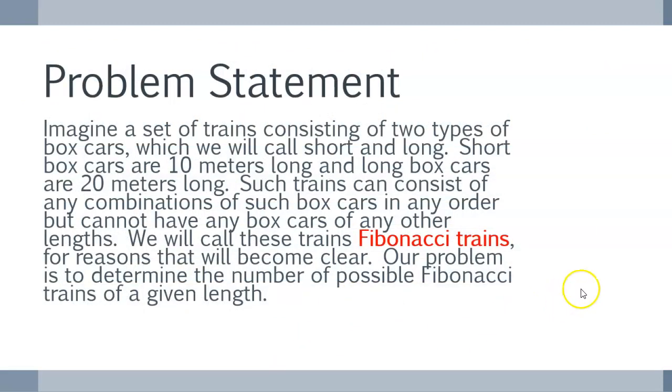Anyway, so here's the statement of our problem. Imagine you have a set of trains consisting of 2 types of boxcars, which we'll call short and long. Short boxcars are 10 meters long, and long boxcars are 20 meters long. Such a train can consist of any combination of such boxcars in any order, but cannot have any boxcars of any other lengths. That's what I'm calling a Fibonacci train, for reasons that will become clear as we proceed. And our problem is to determine the number of possible Fibonacci trains of a given length.